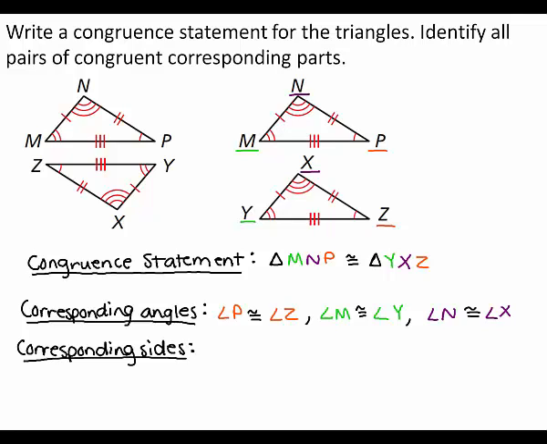From the pair of single tick marks on the diagram, you can see that side MN corresponds and is congruent to side YX. Also, from the pair of double tick marks on the diagram, you can see that side NP corresponds and is congruent to side XZ. Finally, from the pair of triple tick marks on the diagram, you can see that side PM corresponds and is congruent to side ZY. This gives you a list of all pairs of congruent corresponding parts.